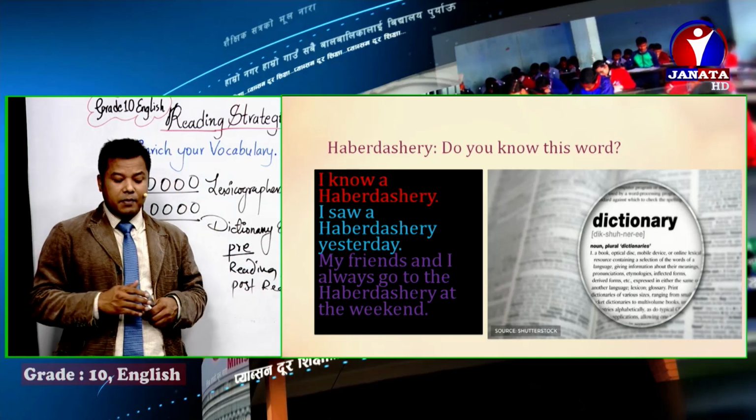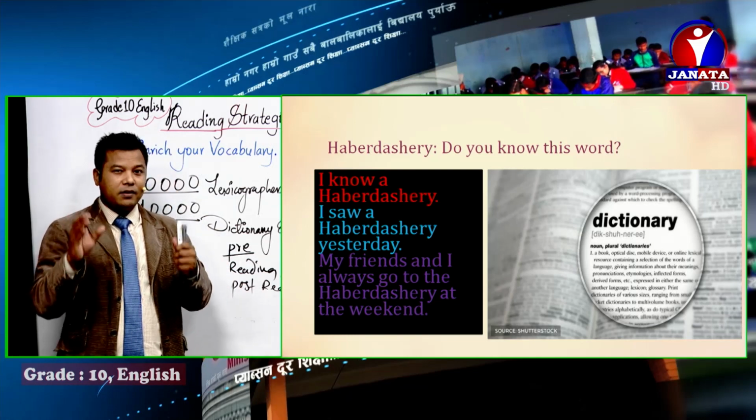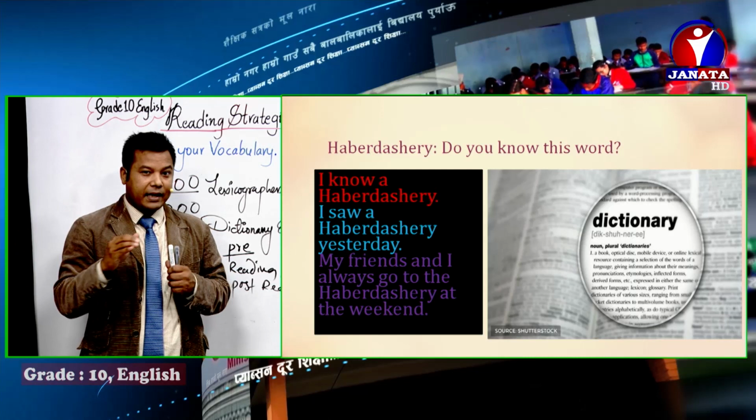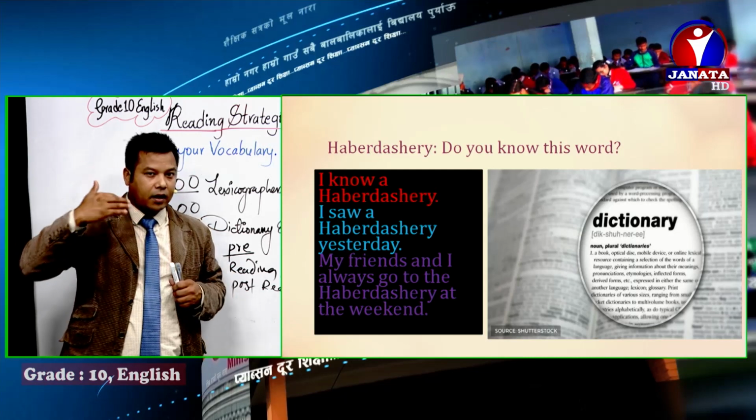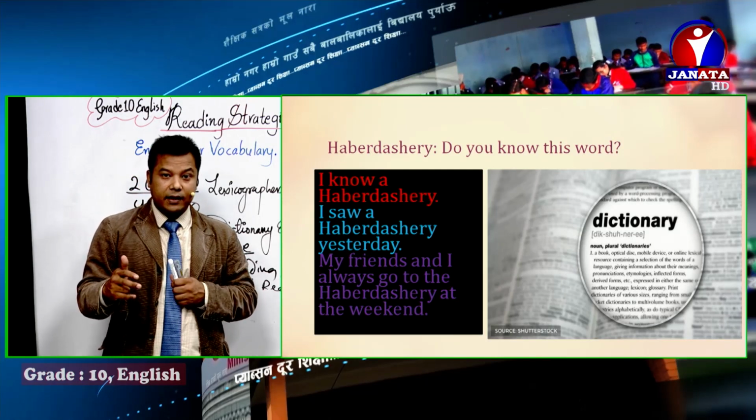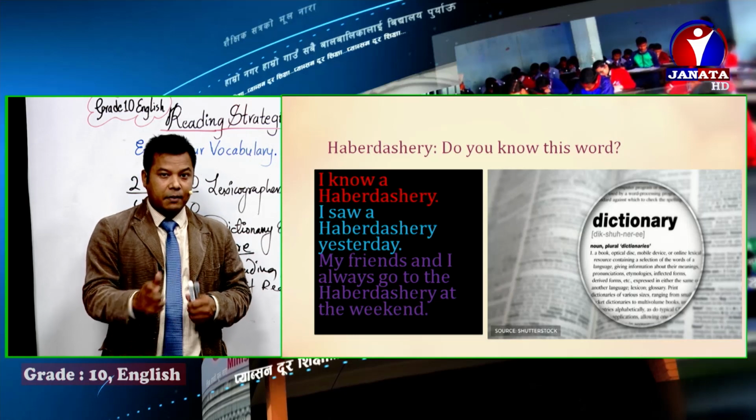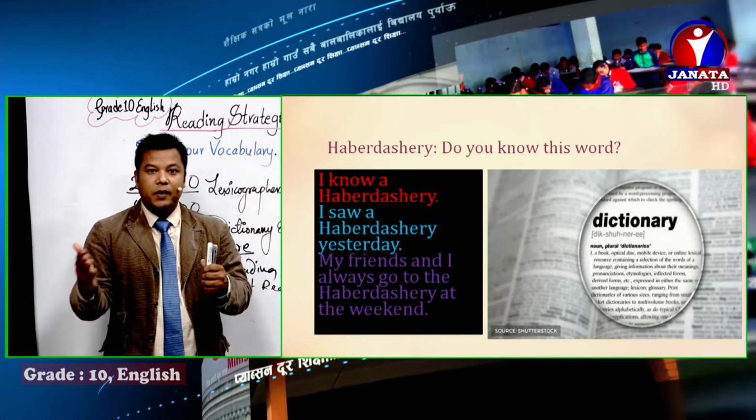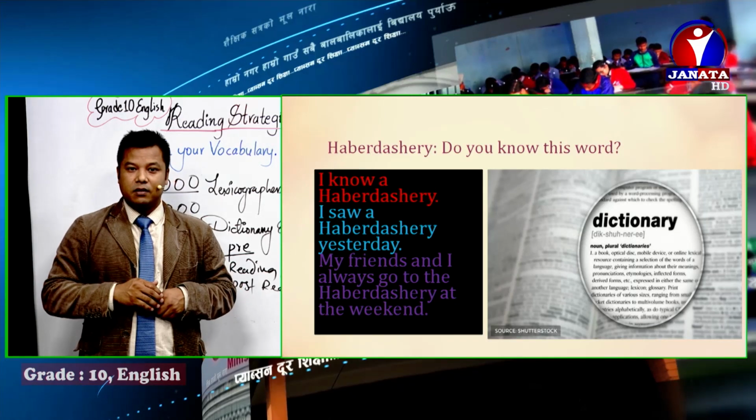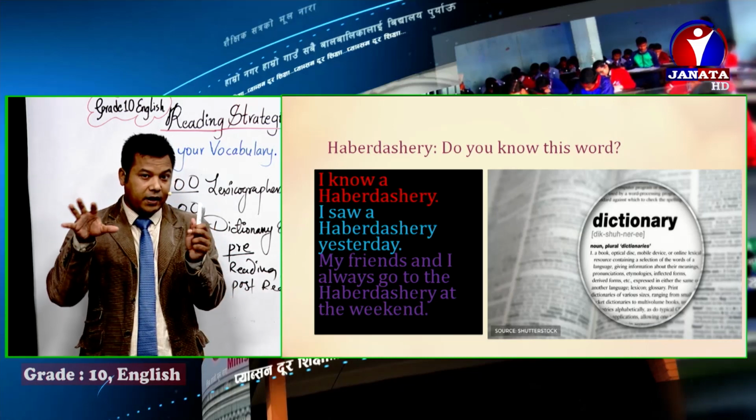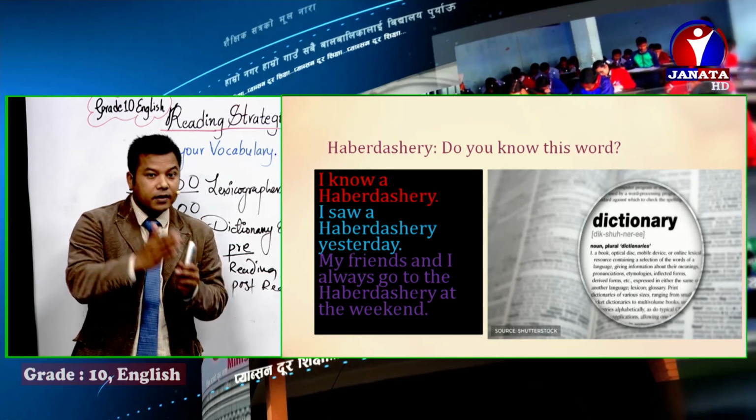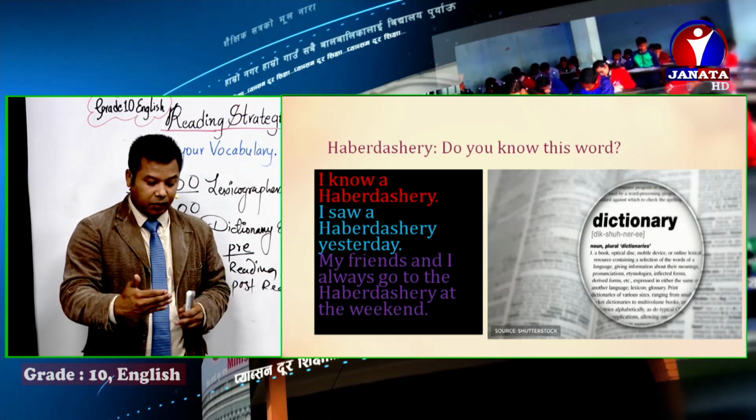Now, when I write, I know a haberdashery, I saw a haberdashery, I consider this is something object. It is not an abstract idea. This is concrete because I can see it. So that is how I start working with my mind. My friends and I always go to the haberdashery at the weekend. If that is a sentence I read of the word haberdashery, I come to know, this must be a place. Maybe it's an amusement park, or it's a shopping mall, or it is a game station, because I go there with my friends, so it must be a place. This is how I start making my assumptions of understanding this word at the primary level.